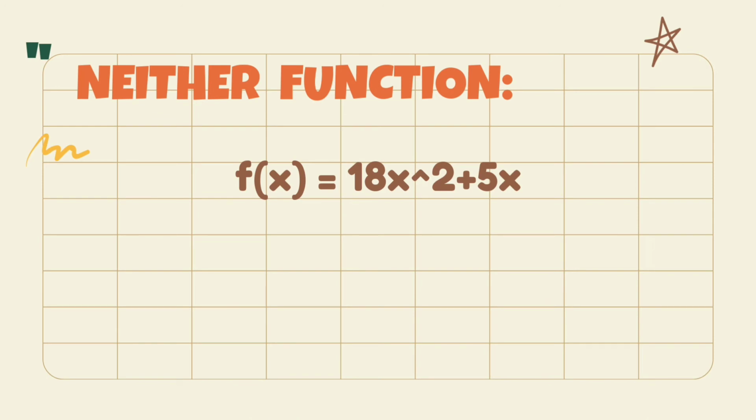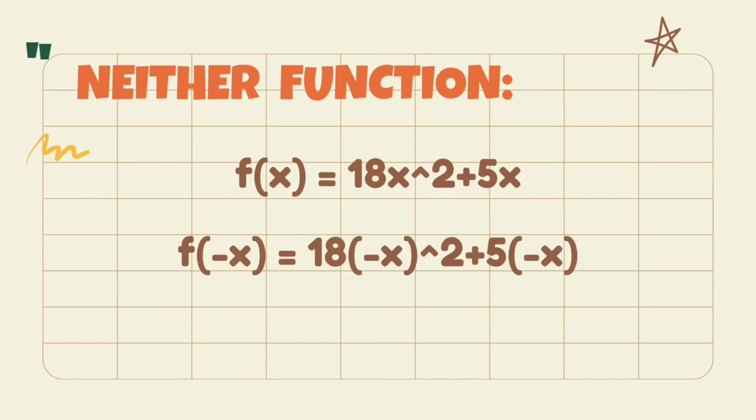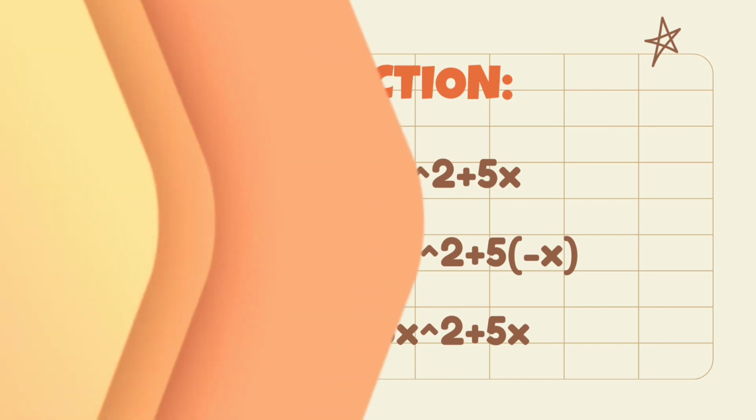So, for example, we have 18x squared plus 5x. So, substitute negative x for x. A negative base raised to an even power is equal to a positive. Then multiply a positive and a negative, which will equal a negative. Since f of negative x is neither equal to f of x nor equal to negative f of x, then the function is neither.